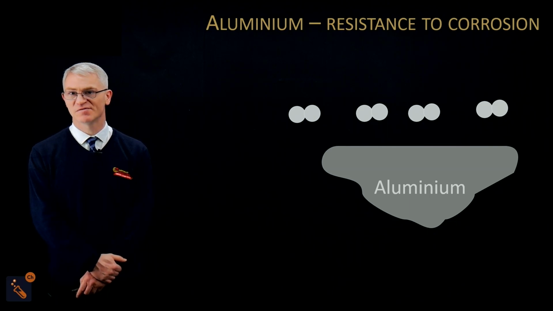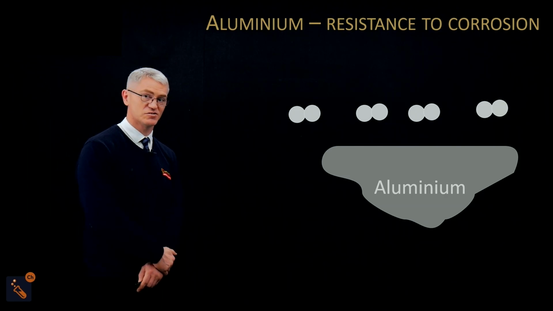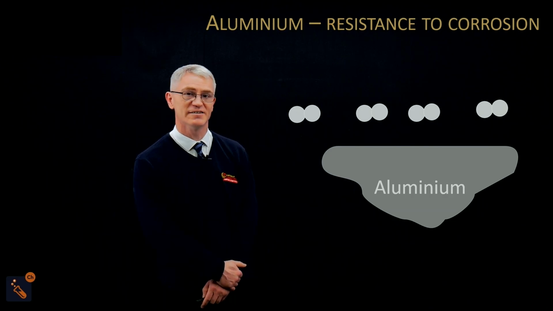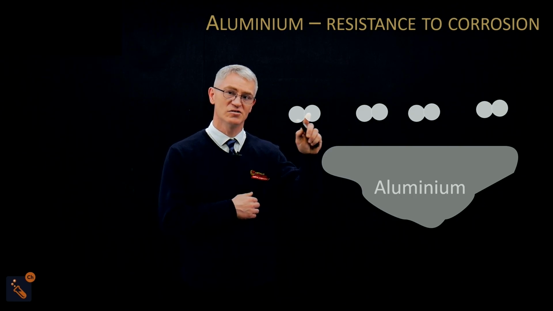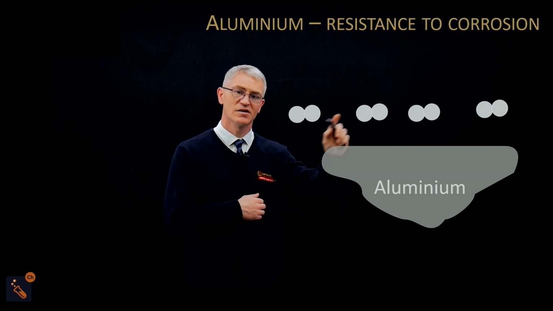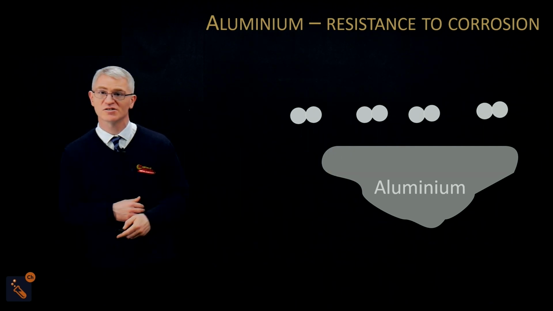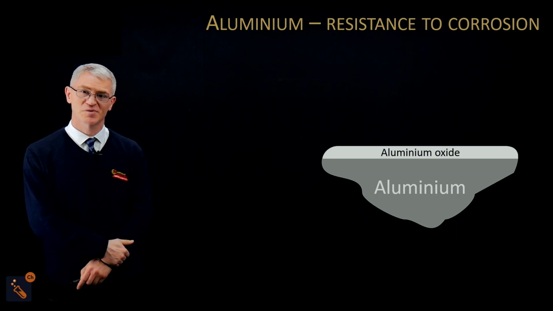So aluminium is a bit of a special case because aluminium is one of the most abundant metals in the world. It's used for lots and lots of things, but actually it's highly reactive. And we'll show you that in a second. What actually happens is these are oxygen atoms, O2, and they react with the aluminium to create aluminium oxide.